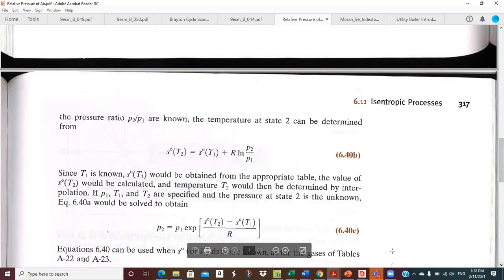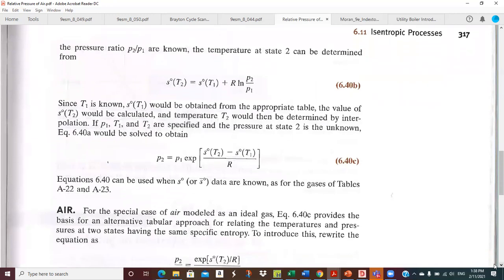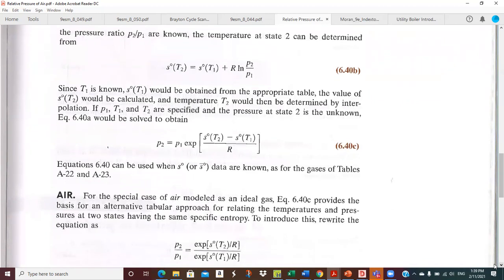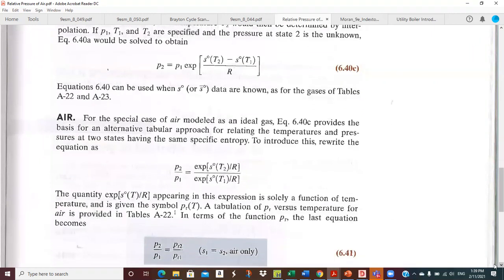Because you've calculated this S superscript 0. So that's one example of using that. Well, another way we can juggle that equation, let's say that we know P1, T1, and T2. So just doing a little bit of algebra on that, you can say P2 is going to be P1 times the exponential of all that stuff in the bracket term, okay? Pretty straightforward. Now, for air, and only for air, we have this special tabulation, and it's called relative pressure.